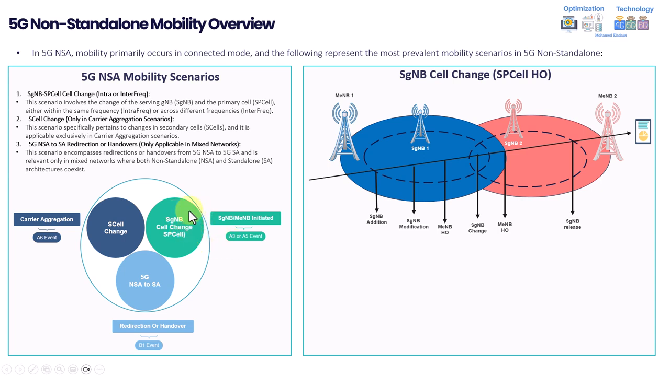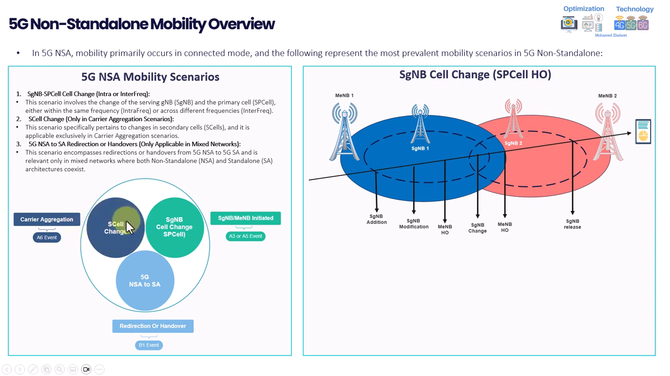So this is one of the most common types, which we are going to explore today in detail. This is usually using event A3 or A5, as mentioned. A3 usually for intra-frequency handover, and A5 usually for inter-frequency handover. And the second type, we can call it mobility as well, is secondary cell change.